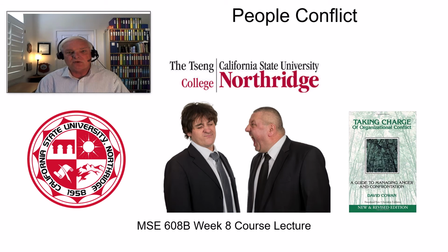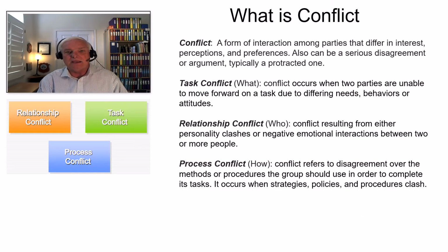So let's go ahead and start this lecture, get it headed down the direction where we can really give you a good, clear sense of what is conflict. So conflict, the traditional definition for it, is a form of interaction among parties that differ in interests, perceptions, and preferences. Also, it can be a serious disagreement or argument, typically a protracted one.